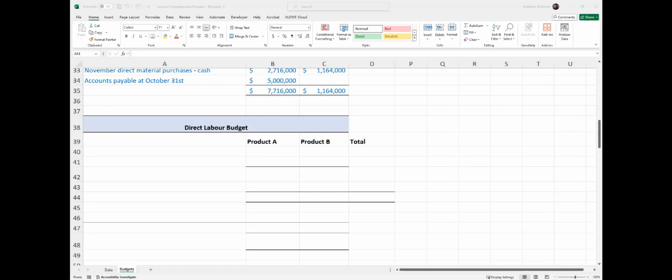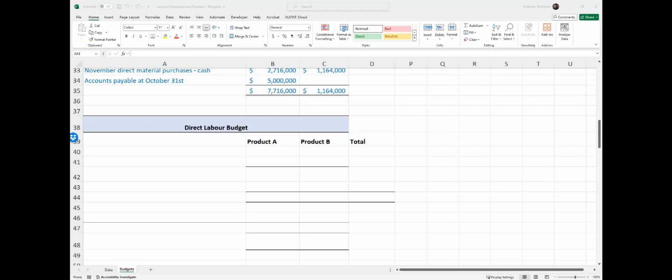Okay, so now we're on the direct labor budget. With the direct labor budget, what we're interested in here is knowing two things. What is the direct labor required to meet our production? So, in terms of hours, how many hours do we require to meet our production needs? And then the second question is how much is that going to cost us in terms of direct labor?